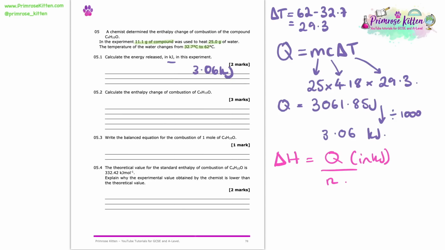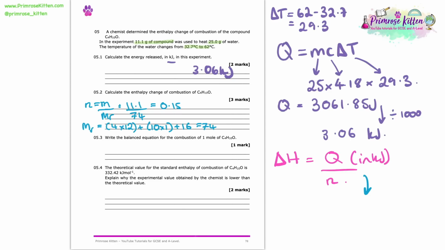To find moles, we need to do mass over Mr. And before we can do that, we need to find out what the Mr is of C4H10O. So we've got 4 times 12 for the carbons, plus 10 times 1 for the hydrogens, and then just plus 16. And that gives us 74. So when working out the number of moles, we take the mass, which is 11.1, and divide it by 74. And I make that 0.15 moles.